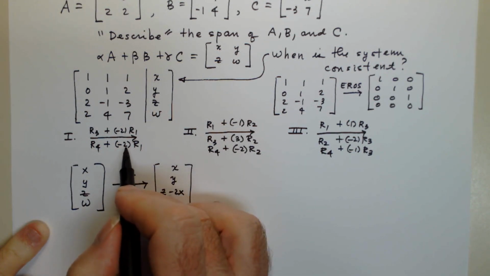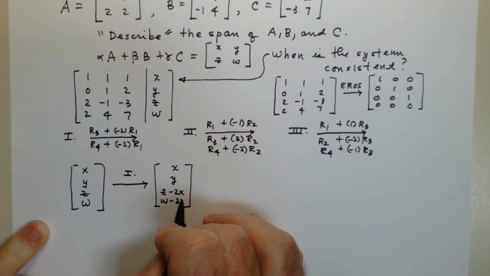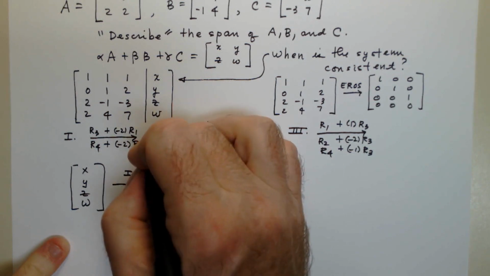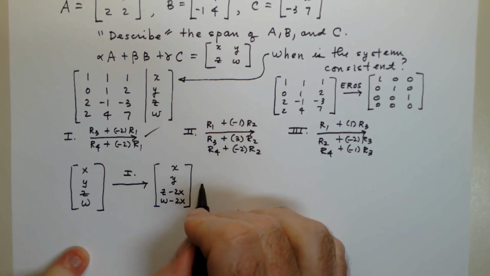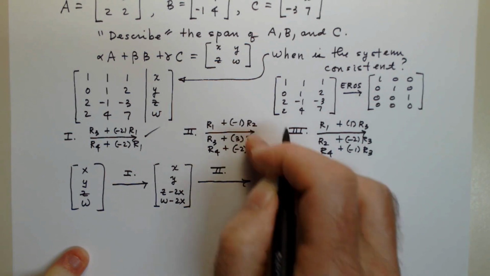And I'm doing the same thing. I'm taking a negative 2 times row 1 and adding it onto row 4. So w minus 2x. So that's how things look after that first set of row operations. Now I'm going to go to my second set of row operations using the row operations described here in 2.